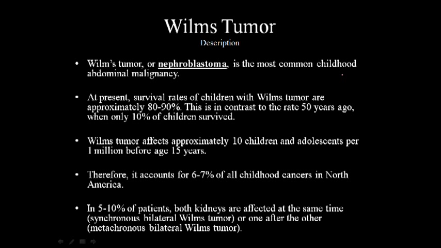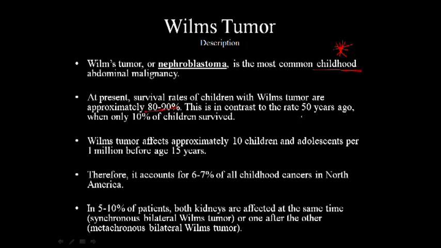Wilms tumor is also called nephroblastoma, and it's the most common childhood abnormality and malignancy that we have. And so notice and highlight that it is childhood. So typically it is what affects children. At present, survival rates of children with Wilms tumor are approximately 80 to 90%. So there's a very good survival rate.